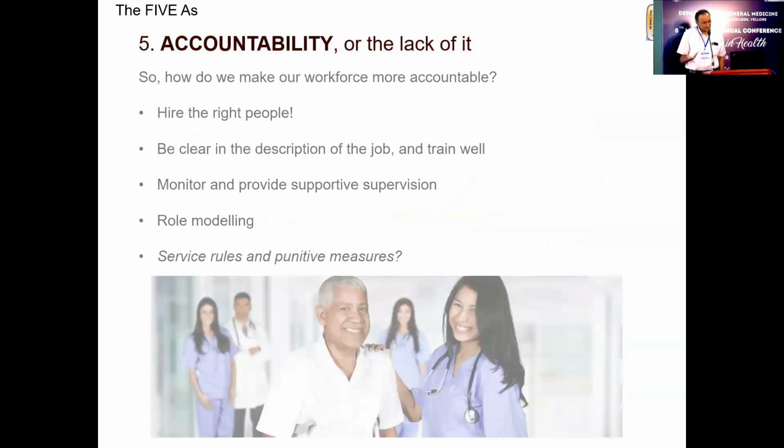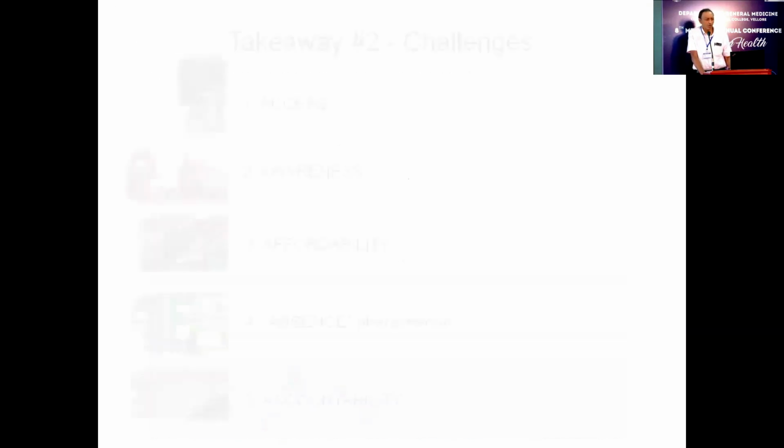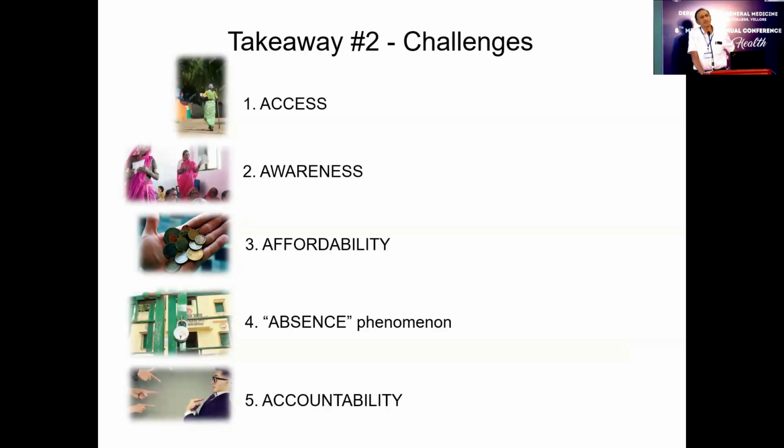And how do we make the right choices in our human power situation? Well, we need to hire the right people, perhaps, be clear in our description of what they have to do, monitor, supportive supervision, role modeling, and of course, punitive measures is the last thing we want to think about. But we really need to think about these 5 A's, or the challenges that our elderly population faces in terms of healthcare. The challenge of access, awareness, affordability, absence, and accountability.